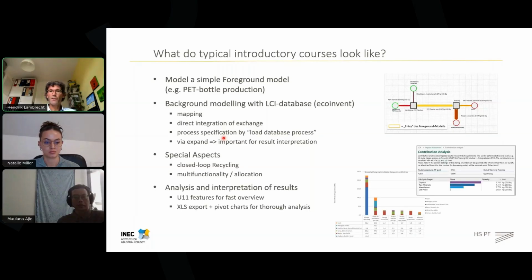And in the end, of course, it's very important to also do the result analysis. And there we can use Umberto and the, well, let's say simple analysis functionalities Umberto provides, but we can also use the export of LCA data and then use methods from, for example, the pivot charts of Excel to have a more thorough data analysis.